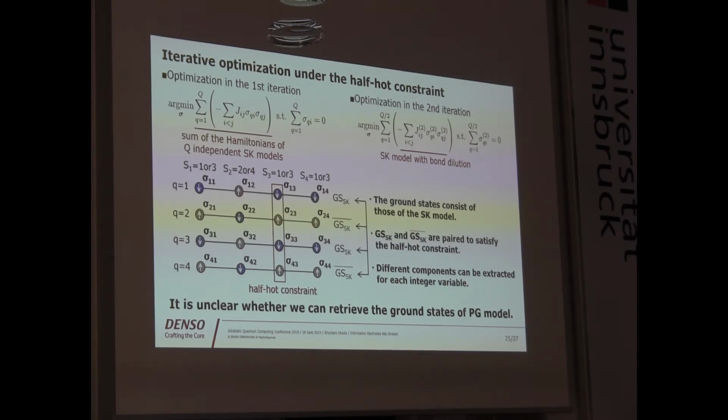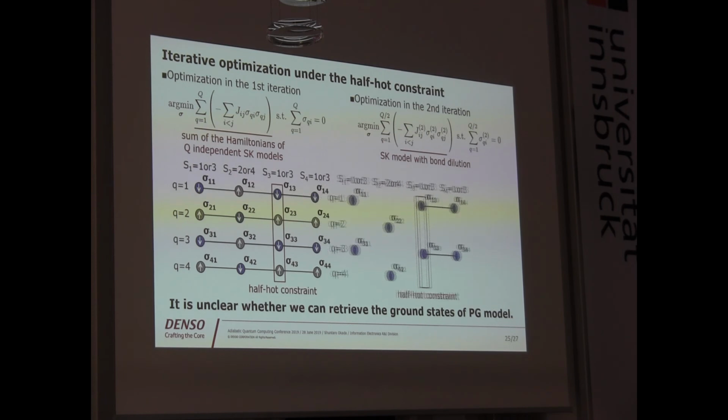This figure shows one of the ground states in the first iteration. And this configuration consists of the ground states of the SK model. Here, GS and GS bar denote the ground states of the SK model, and the Ising spins in GS bar are all reversed from GS. In order to satisfy the half-hot constraint, GS and GS bar are paired in this configuration, and as is not the case for the ferromagnetic Potts model, different components can be extracted for each integer variable, as shown here.